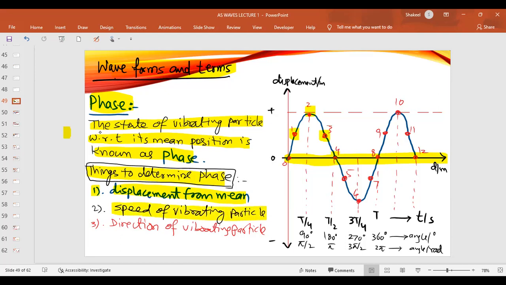The second one is the speed of the vibrating particle. If you want to determine the phase of a particle, you have to know three things: what is the displacement of the particle from the mean position, what is the speed of the vibrating particle, and what is the direction of the vibrating particle. So the three things that determine the phase of a particle are displacement, speed, and direction.